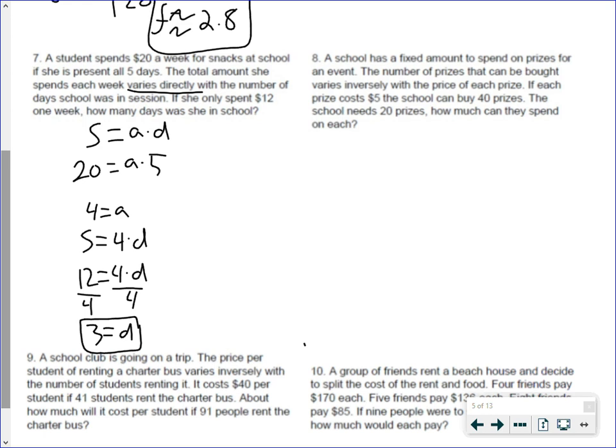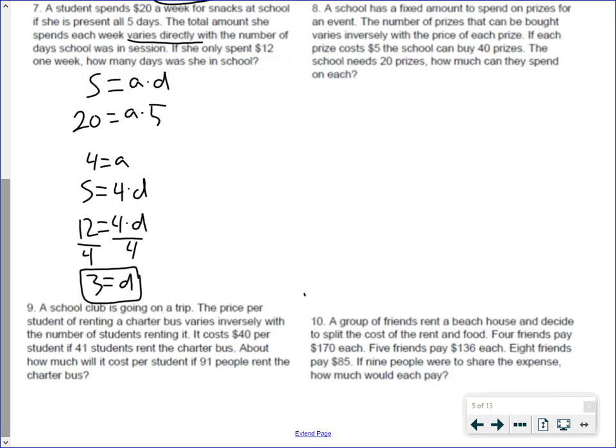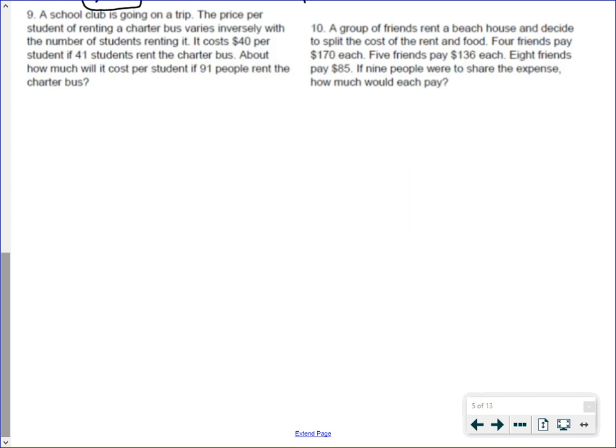Okay? Now let's go on to number 9. Number 9, we're told a school club is going on a trip. The price per student of renting a charter bus varies inversely. That's a key word, varies inversely, with the number of students renting it. So it costs $40 per student if 41 students rent the charter bus. About how much will it cost per student if 91 people rent the charter bus?